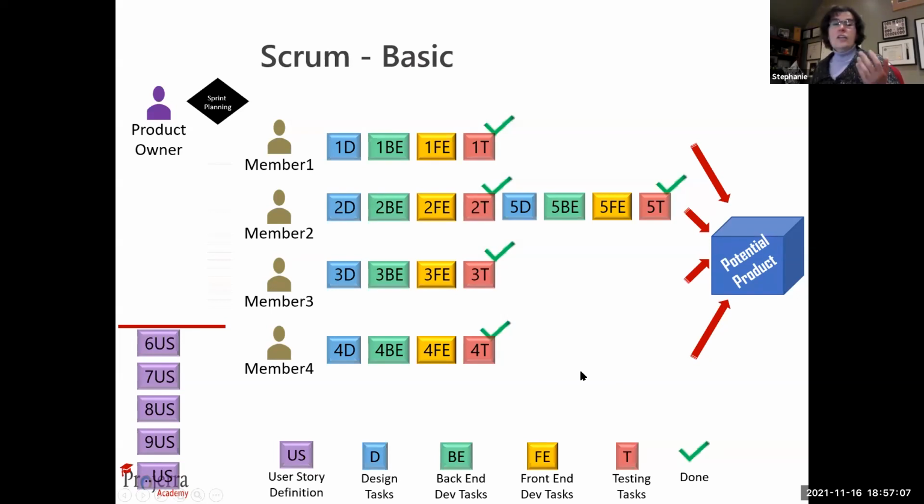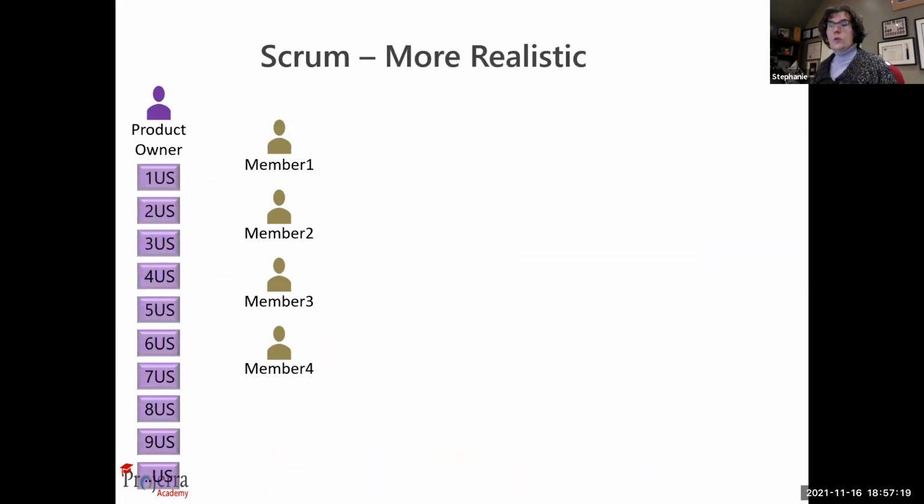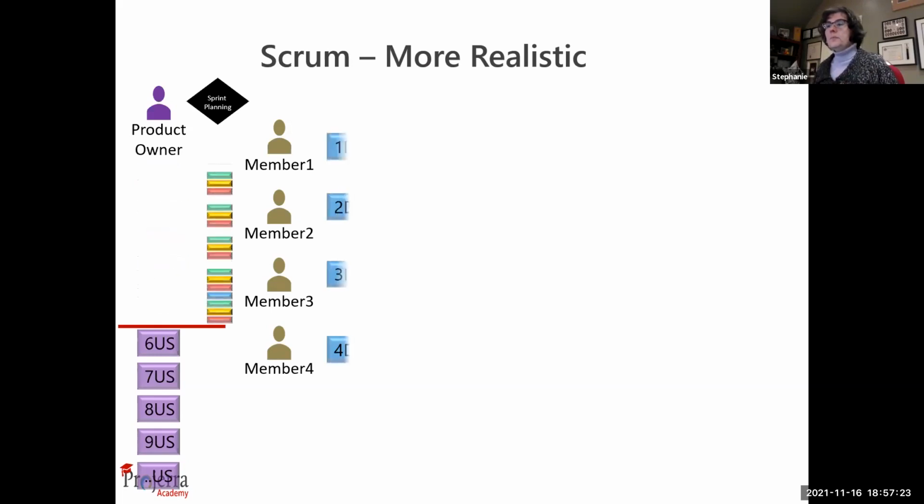As Alex said, not everybody is a DBA, not everybody's trained in JavaScript, so there is going to be a slightly different approach here. I'm going to show you another, more realistic version. Once again, 10 user stories, 10 features. They do some sprint planning.